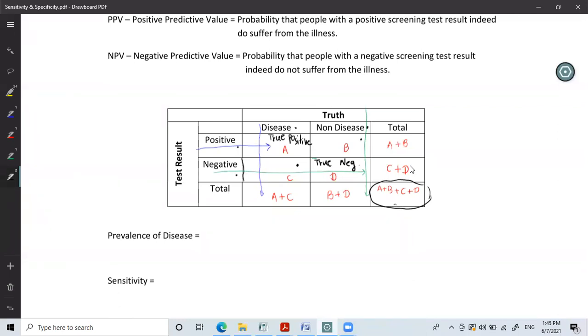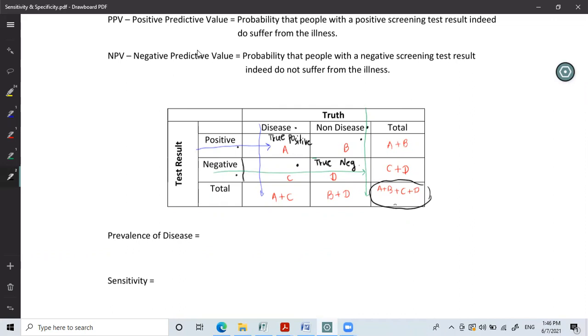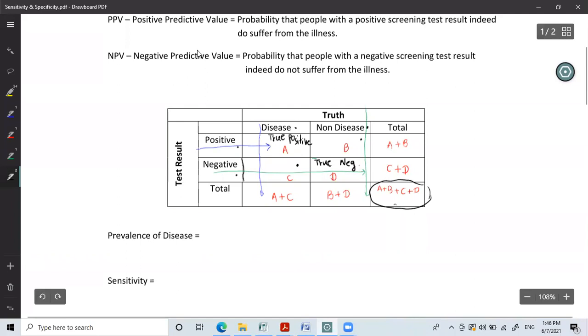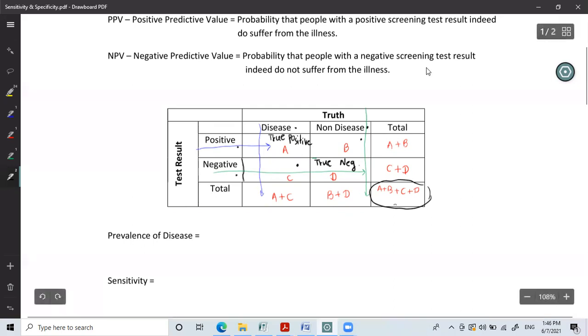Out of them, what is the number of people who are actually suffering from the disease? Can someone find that value? So first find whether these are the columns or the rows which contains the real world scenario. Is it the columns or the rows? Actually, what's happening in the real world? Those are the columns, right? So in those columns, which is the column that shows you who's suffering from the disease?